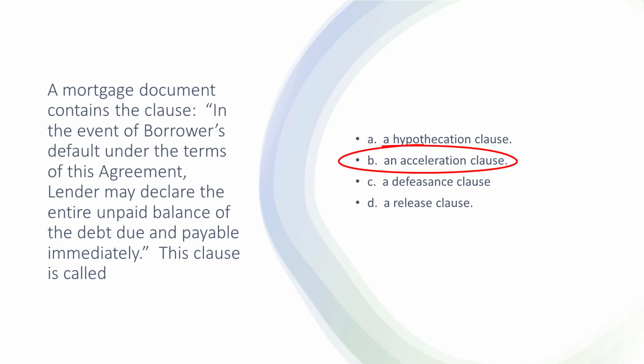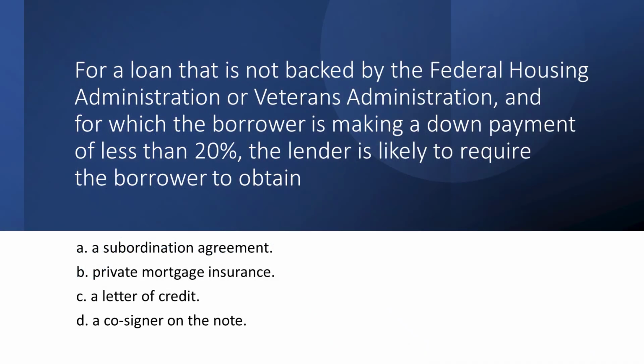Mortgage questions that you will see on your real estate licensing exam. Question number 6. For a loan that is not backed by the Federal Housing Administration, FHA, or the Veterans Administration, VA, and for which the borrower is making a down payment of less than 20%, the lender is likely to require the borrower to obtain A, subordination agreement, B, private mortgage insurance, C, a letter of credit, or D, a cosigner on the note.